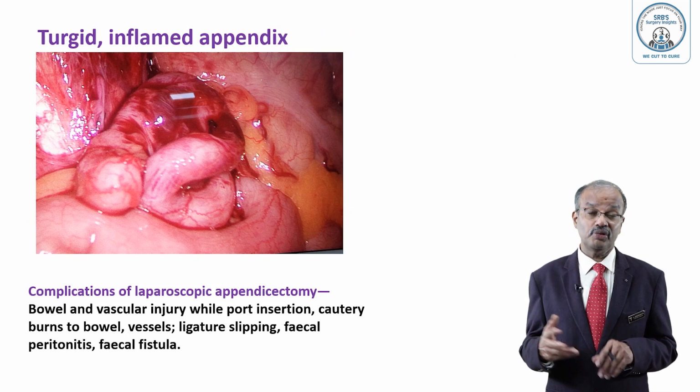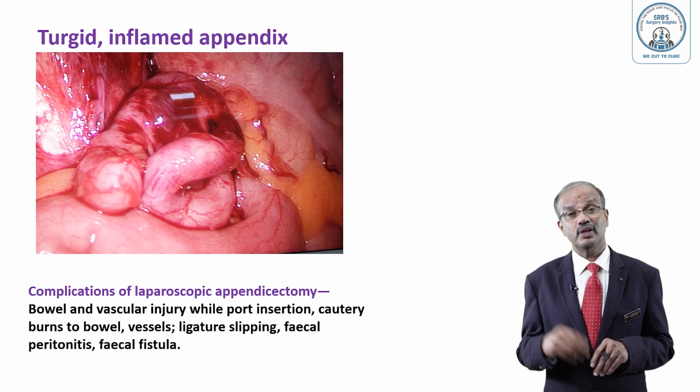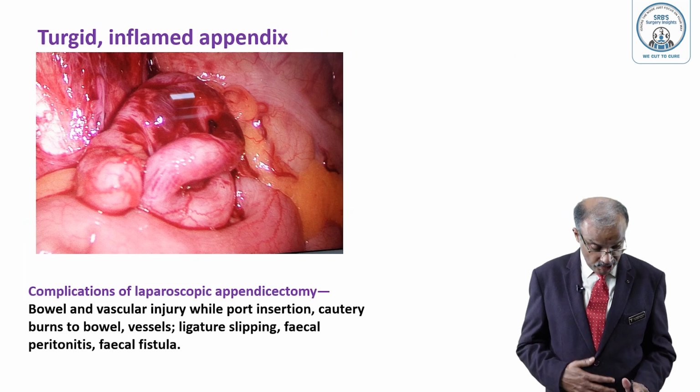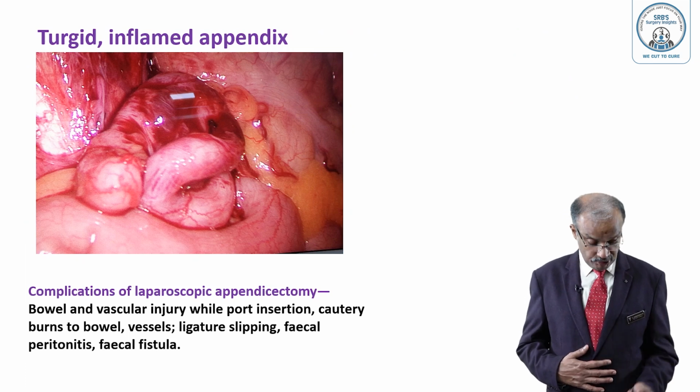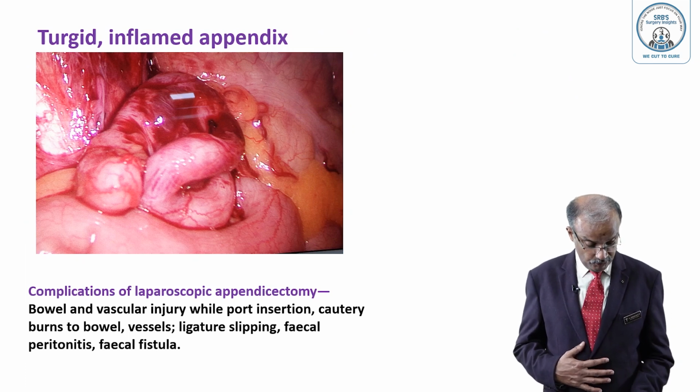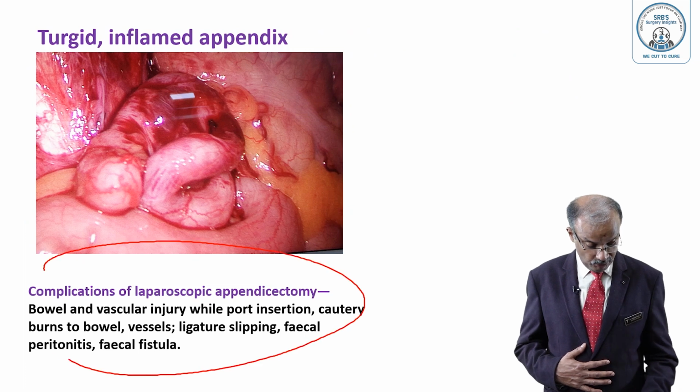In such a situation, you have to open the abdomen, do a laparotomy, close the perforation, put a drain and come out. You should avoid that, important. Ligature slipping, fecal peritoneum, fecal fistula. So these are the complications of laparoscopic appendicectomy.